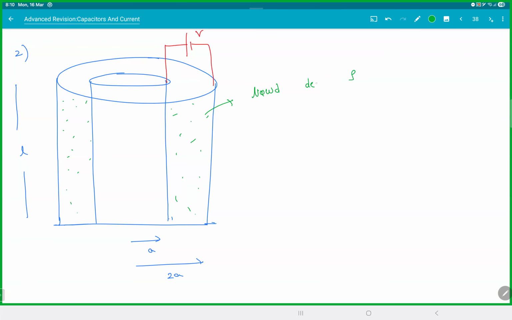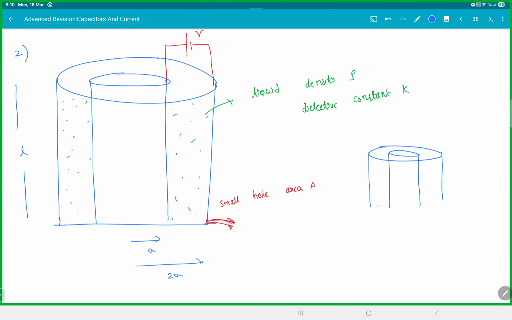Density rho. Dielectric constant K. Right, now what you did, you made a small hole here, area A, and this liquid started leaking out. Fluid mechanics. So your picture would become something like this after some time.